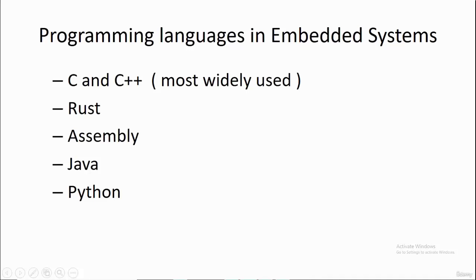Python, MicroPython and Java are also rarely used in embedded systems code development. Assembly level programming is very powerful and it is still being used in various parts of embedded projects. So it's not like C and C++ have completely taken over assembly level programming. Still, some parts of the project are coded in assembly level programming.